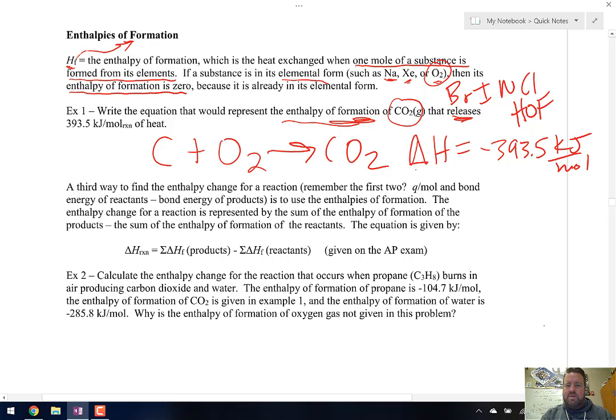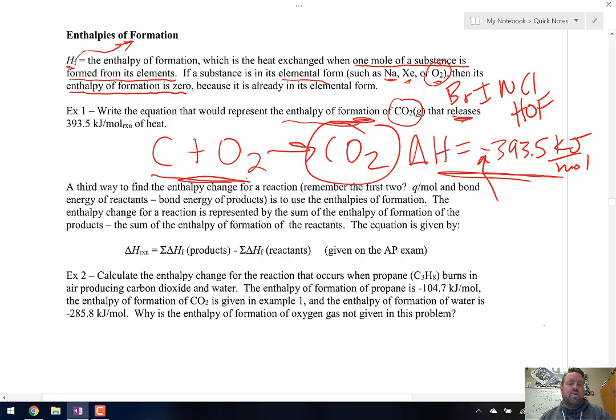Okay, many times on the AP test, you'll see a reaction, and then afterwards they'll give you the delta H for that reaction. And if the delta H is a negative sign, like here, you know it's exothermic, it's releasing heat. If the delta H is a positive value, then you know that it is obviously endothermic. Okay, so enthalpy of formation is forming a compound from its elements.